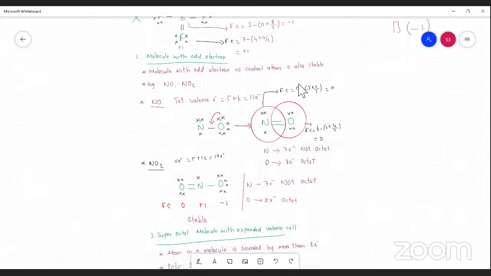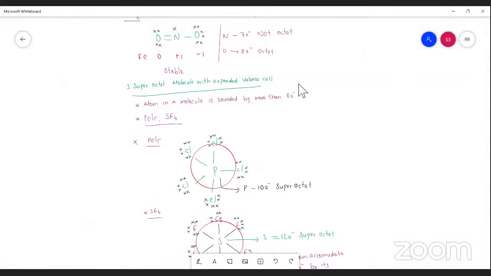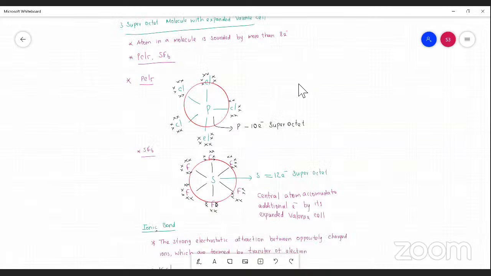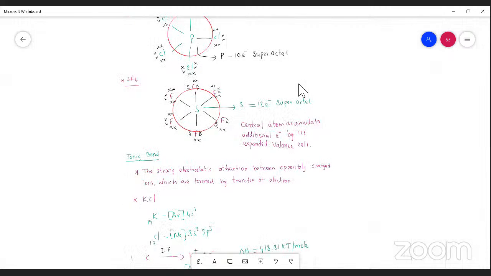And the third one is the superoctet. In the case of PCl5 and SF6, phosphorus has 10 electrons and sulfur has 12 electrons. It is more than 8 electrons in the electronic configuration, but here it is most stable. While calculating the formal charge of phosphorus and sulfur, it becomes 0. So it is the most stable electronic configuration.